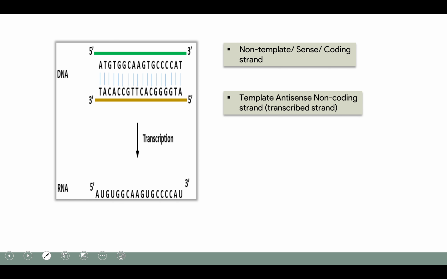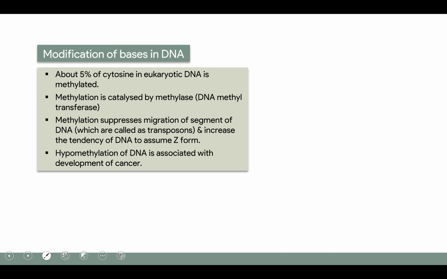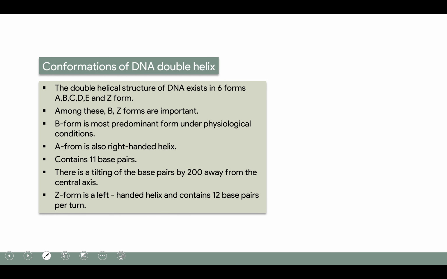Now, out of the two strands of the DNA, one strand is the non-template or coding strand, whereas the other strand is the template strand or non-coding strand. So it is the template or antisense or non-coding strand which undergoes transcription and leads to formation of the RNA molecule. Now this was about the characteristic features of the DNA.